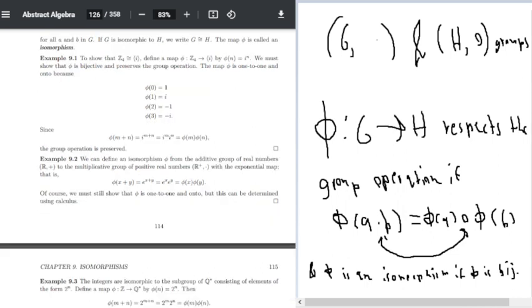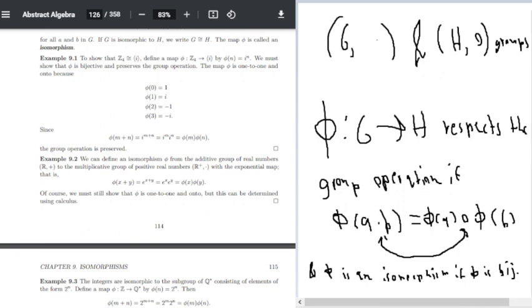So, example 9.1. This is just going to be a ton of examples, because isomorphisms are the language of comparing homomorphisms more generally. But when you're talking about simply whether groups are the same or not, isomorphisms are the language in which you talk about that.